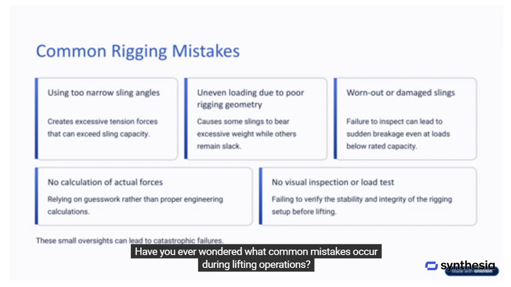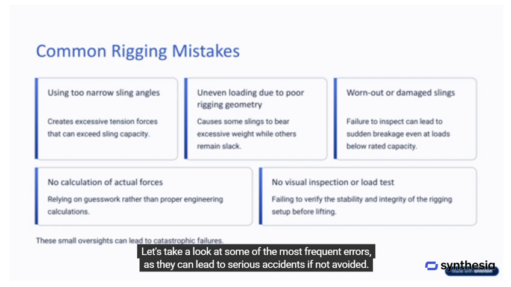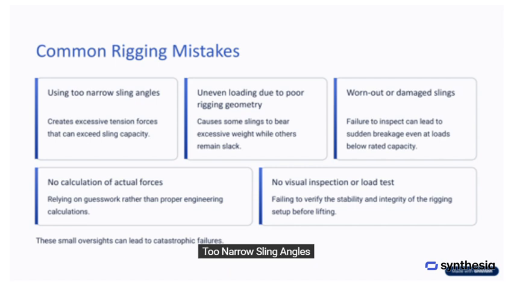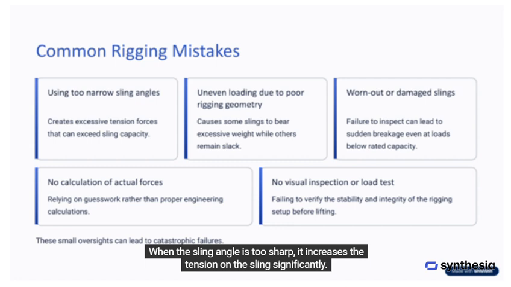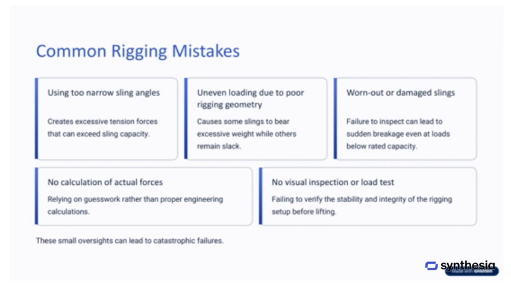Have you ever wondered what common mistakes occur during lifting operations? Let's take a look at some of the most frequent errors, as they can lead to serious accidents if not avoided. Too narrow sling angles. When the sling angle is too sharp, it increases the tension on the sling significantly. This puts extra stress on the sling, making it more likely to fail. It's always best to maintain a more moderate angle to reduce the pressure.